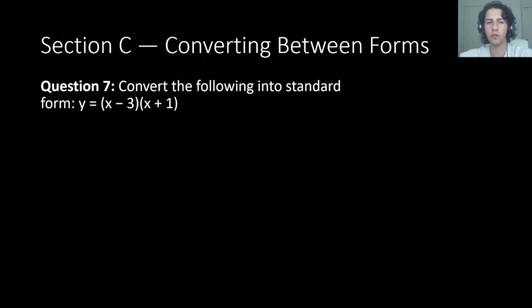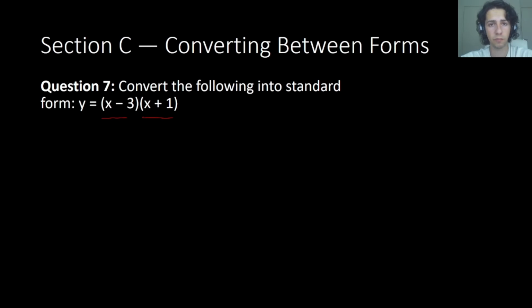Now, let's move on. Question 7. Convert the following into standard form. Now, if you remember what we did last time, where we did a polynomial expansion, we're going to have to do the same thing here to convert this factorized form. We can see two different polynomials multiplying by each other and get that into our standard form. Now, let's look at what we can do here.